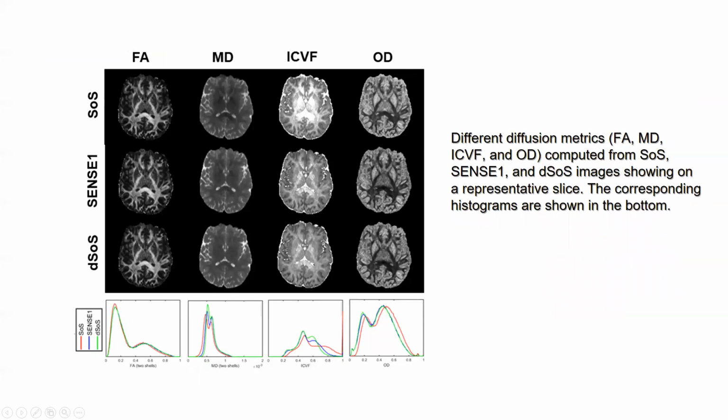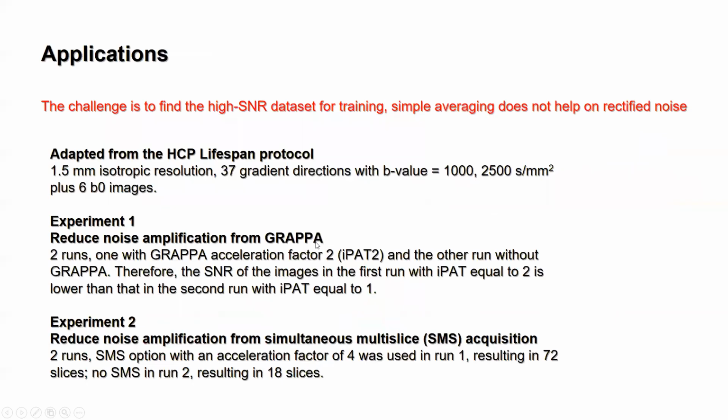The improvement can also be seen from the derived diffusion metrics, especially the ICVF. Here we showed FA, MD, ICVF, and OD. By looking at the images and the histograms, you can see that the denoised SoS image is very similar to the SENSE1 image and quite different from the SoS image. So both simulation and in vivo data show that the 1D CNN denoising works well.